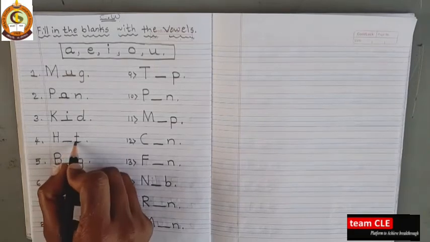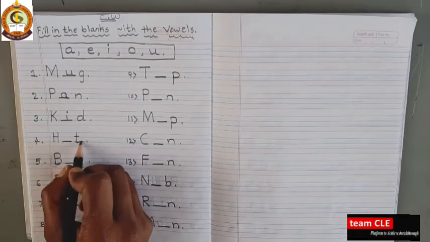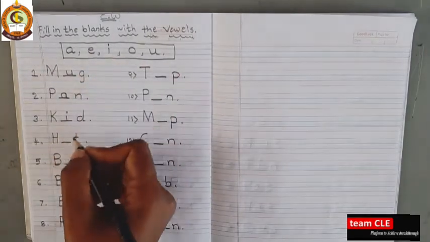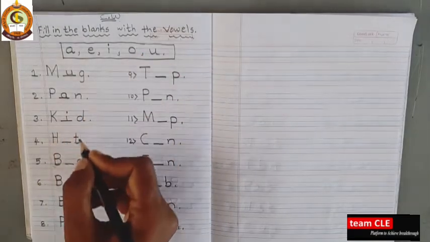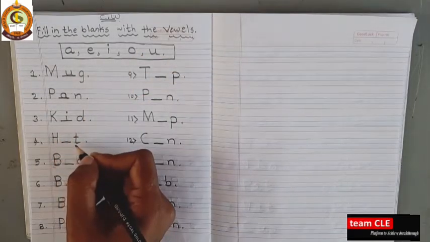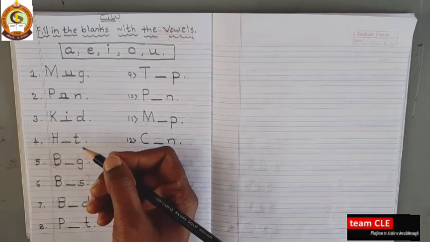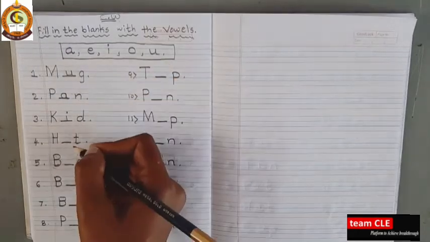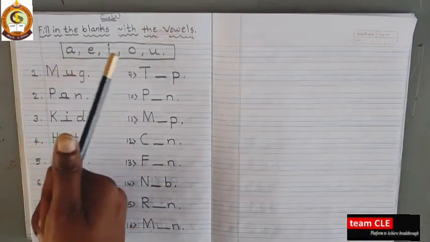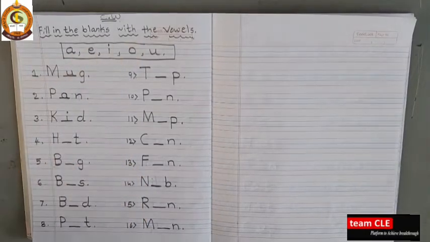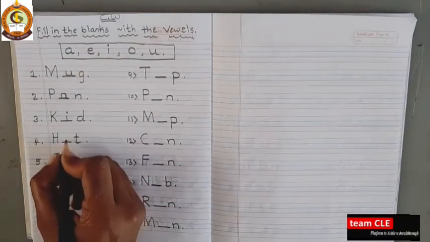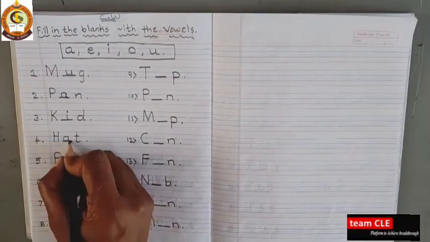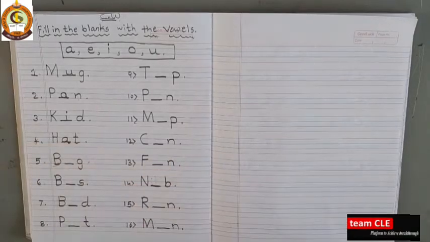Okay, next, H dash T. H-A-T, hat. H-E-T, H-I-T, H-O-T, hot. H-U-T, hut. Any you can write: H-A-T, hat, H-O-T, hot, H-U-T, hut. Any one of the vowels you can write. So I will write A here: H-A-T, hat.